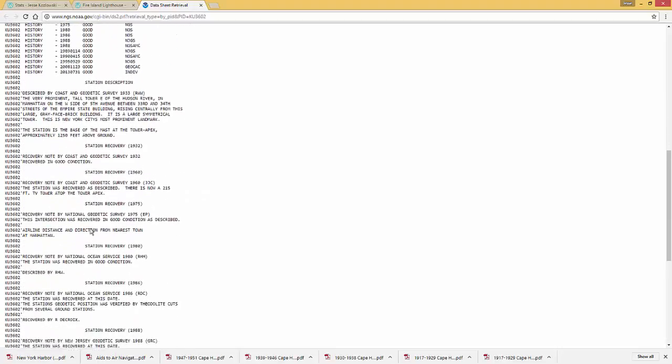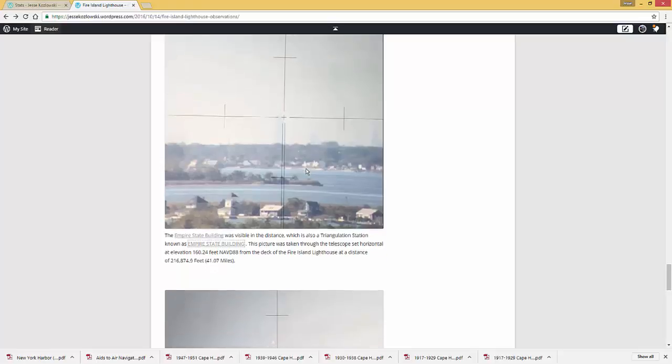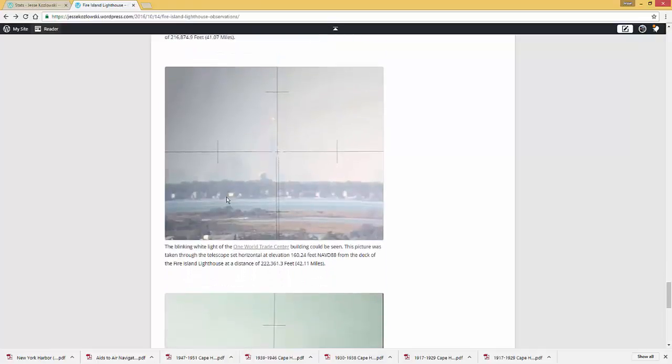And there's the recovery entries for the Empire State Building. As you can see, my telescope is set horizontal here. I'm quite near the top of the building. There it is. There's the distance in feet and miles for your computational purposes. Okay, here also is the One World Trade Center building.